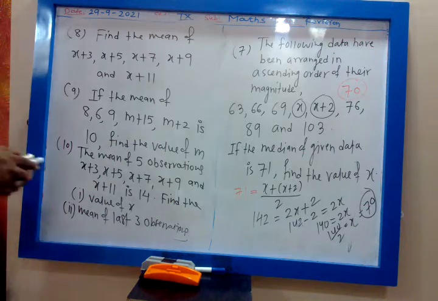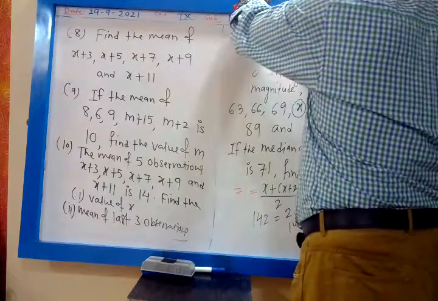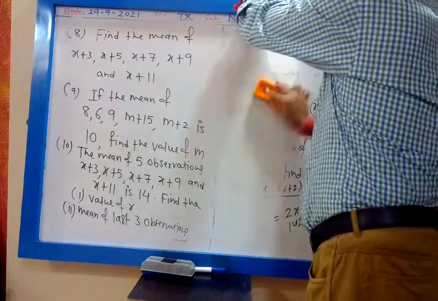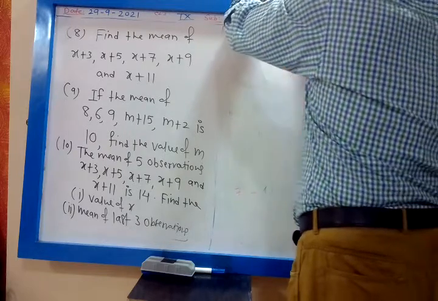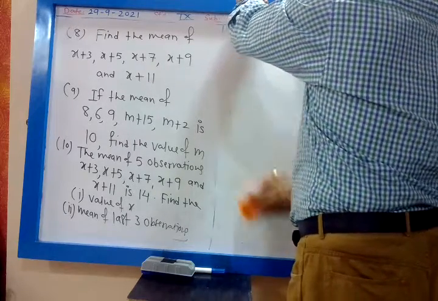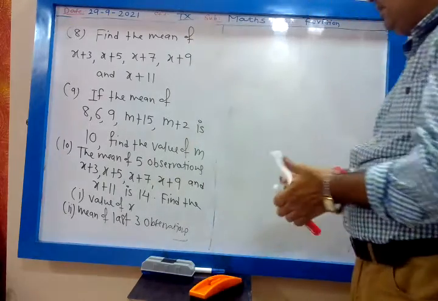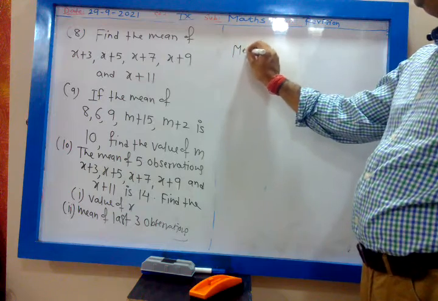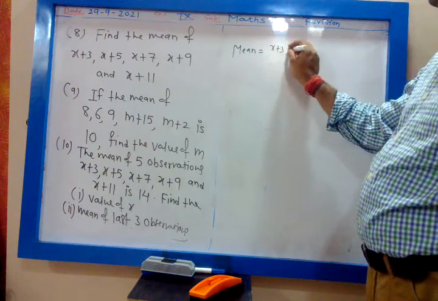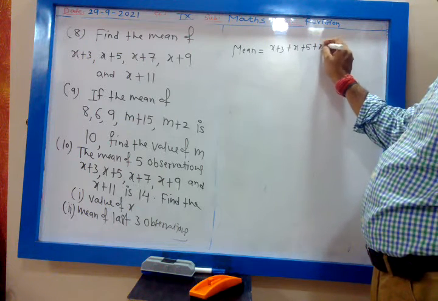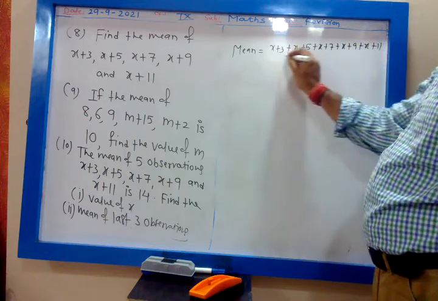Okay. What is the answer of 8? x plus 7. 8th answer is x plus 7. Let us check whether it is x plus 7 or not. So mean value will be sum of all observation divided by number of observation. So x plus 3 plus x plus 5 plus x plus 7 plus x plus 9 plus x plus 11 divided by 5.